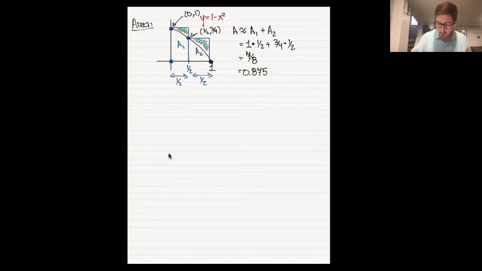Okay, then let's try a different method. Let's use a right-hand rule instead of a left-hand rule. So let's draw that function again.